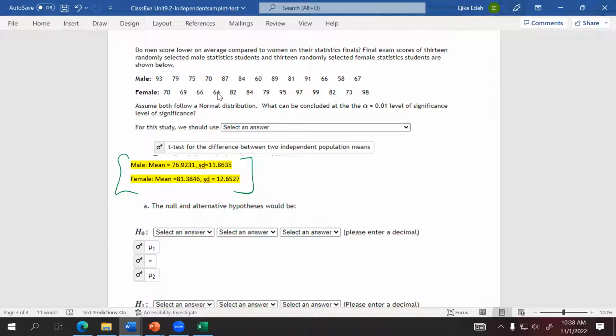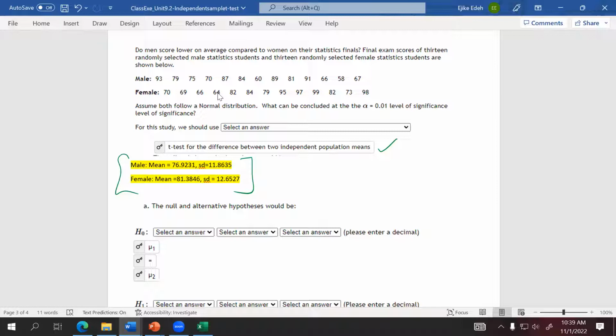Yeah, so of course, when you drop down the arrow, this should be easy to select, right? Because let's look at this scenario. Do men score lower on average compared to women on their statistics finals? Final exam scores of 13 randomly selected male statistics students and 13 randomly selected female statistics students are shown below. So the question is, do men score lower than women? And we're going to just go through this very quickly.